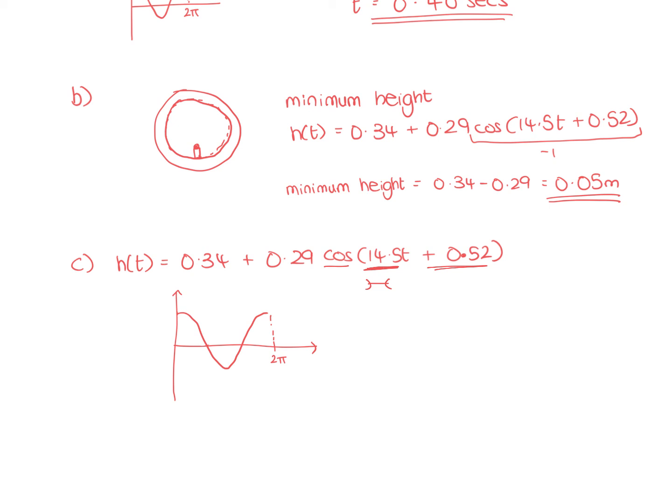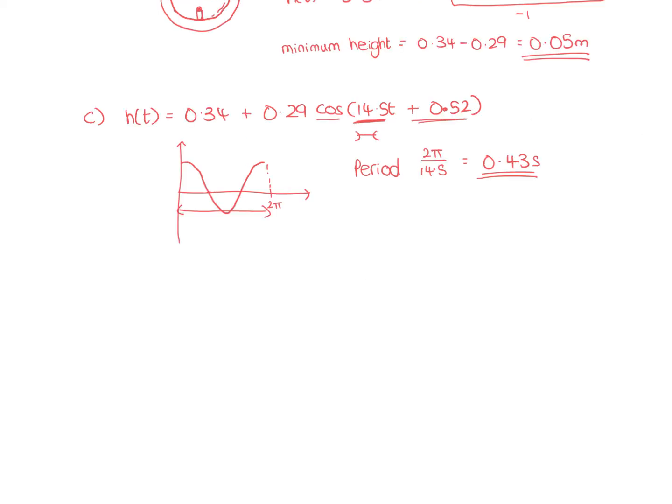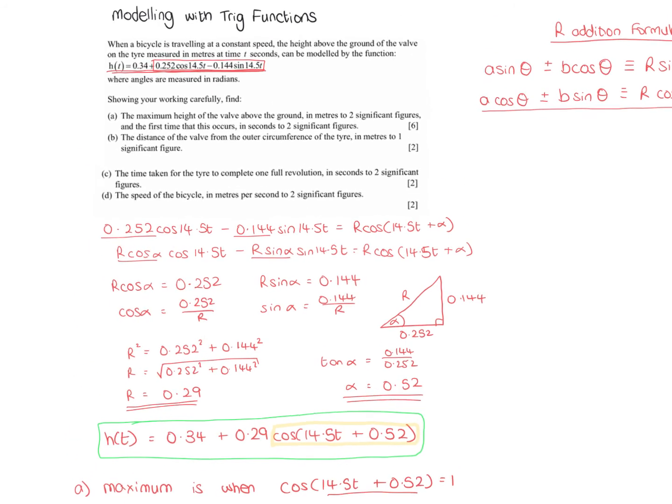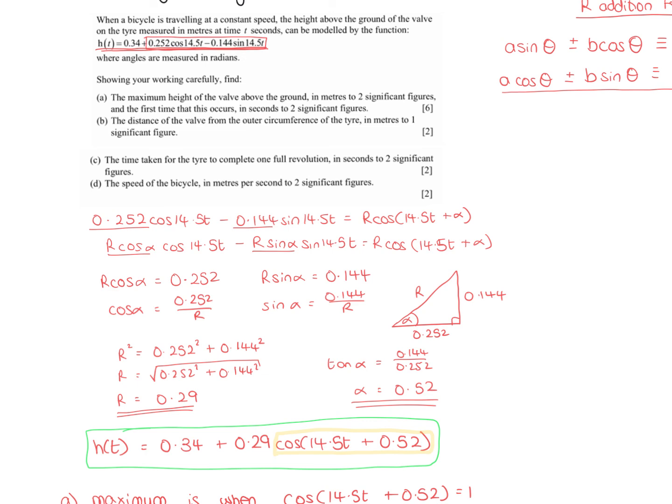So it's going to be 14.5 of these rotations within the space that it used to take one. So the period, as we call it, or how long it takes to do one rotation, is just 2 pi divided by 14.5, because I'm going to squeeze 14.5 of them in the same space. So the time it takes to do one full revolution is 0.43. Okay, and let's look at part D then. So part D says, find the speed of the bicycle in meters per second to two significant figures.